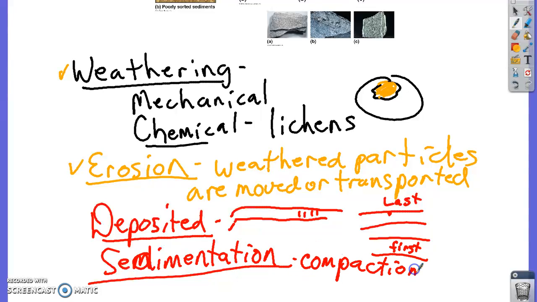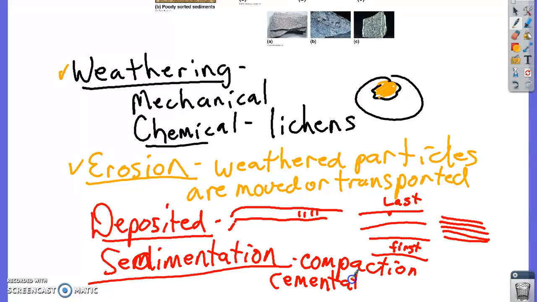All right, as you get more and more layers pushing together, they get squished together, tighter and tighter. All the air spaces get pushed out, and they get pushed down tighter and tighter. Okay, and it squeezes out any extra water that might be in there, any air spaces and so forth. And the other one is cementation.